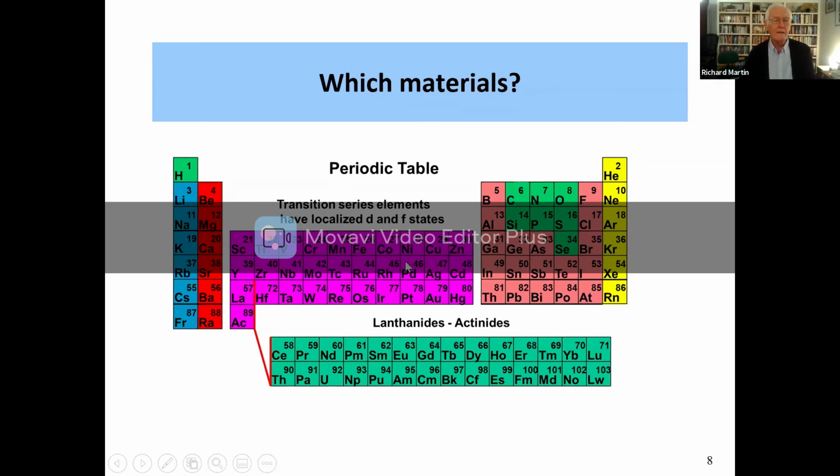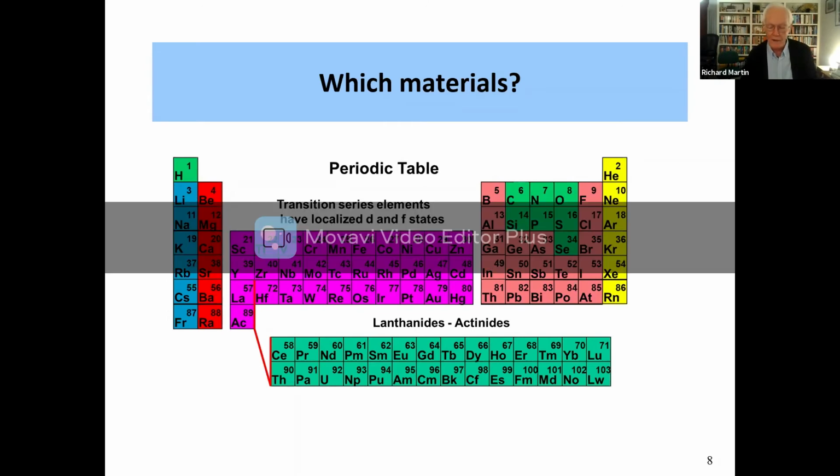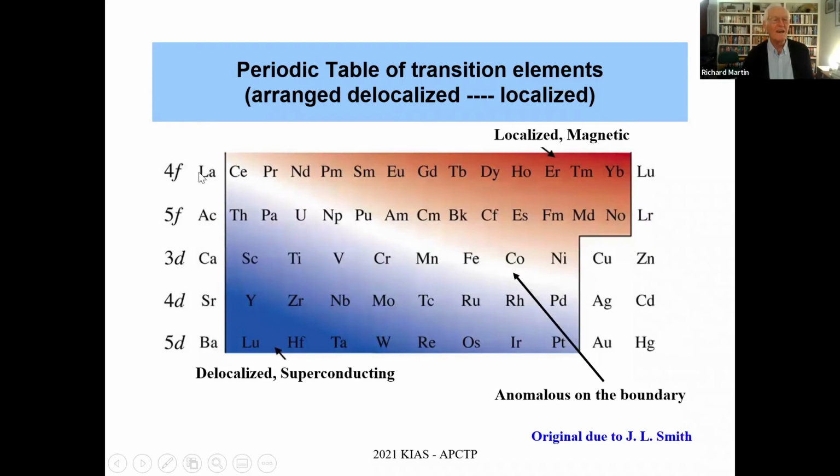So these more localized states are ones where the interactions tend to be larger, and they're the ones that tend to give this more strong correlation. This can be seen in another way. This is rearranging the rows of these transition systems from the most localized, the 4Fs, to the most delocalized, the 5D.